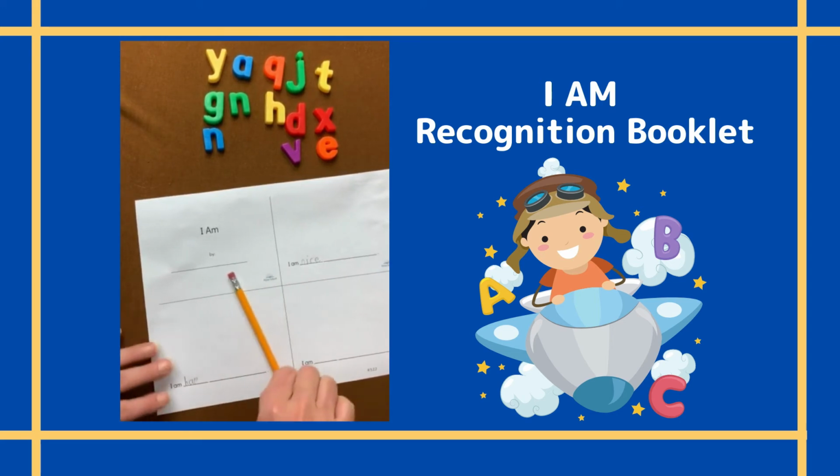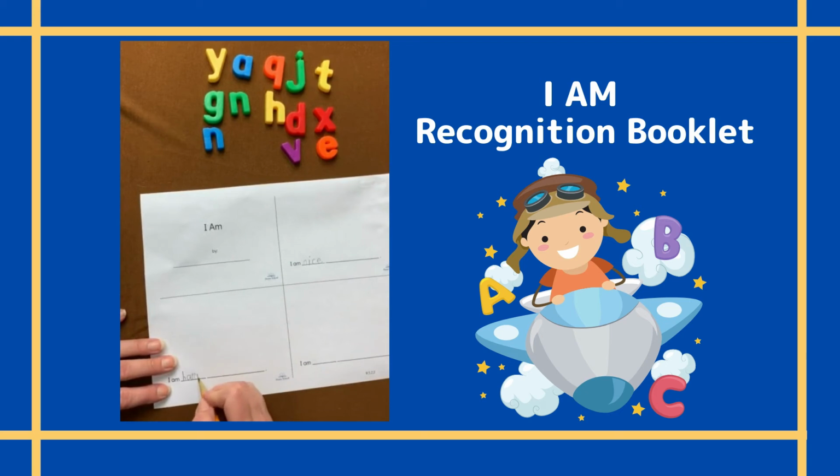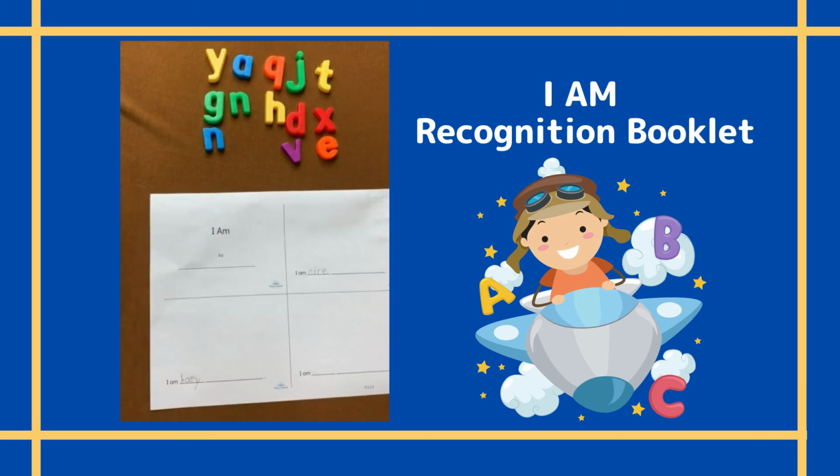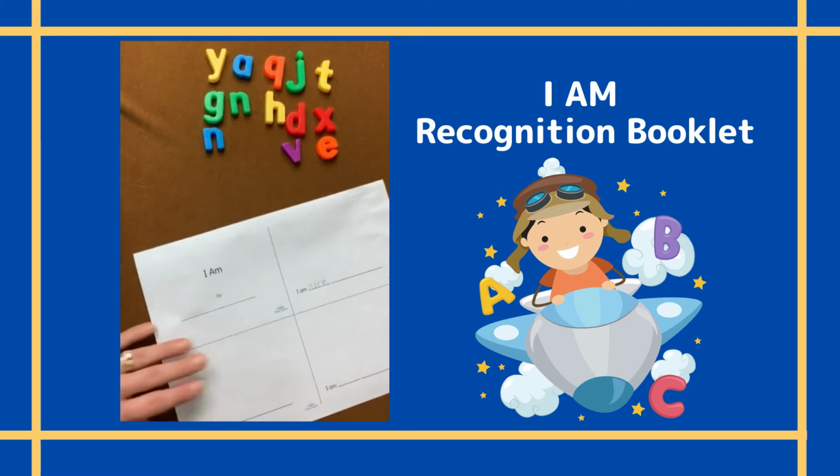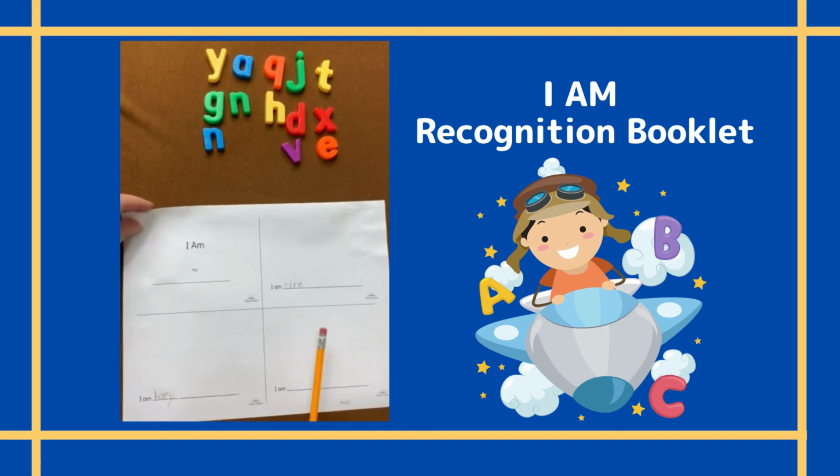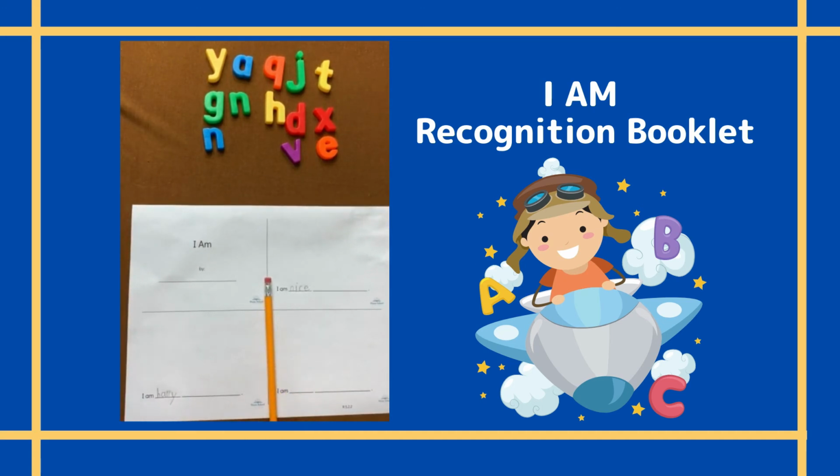All right, happy ends with the letter Y. I am happy. You read that. I am happy. I am happy. Excellent job. Okay, so now our last box here. What do you want to fill in for I am what? Smart. Okay. What do you think smart starts with? S. Do you hear this S? Yes. Okay, let's start with smart.